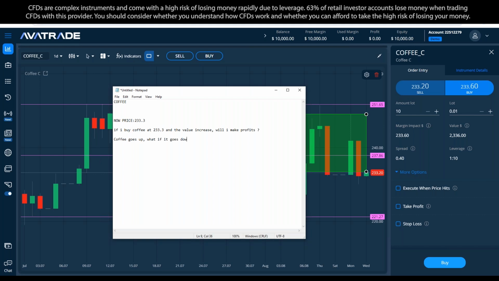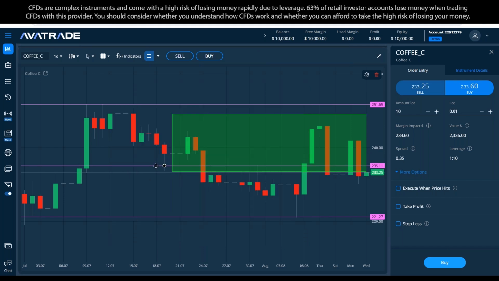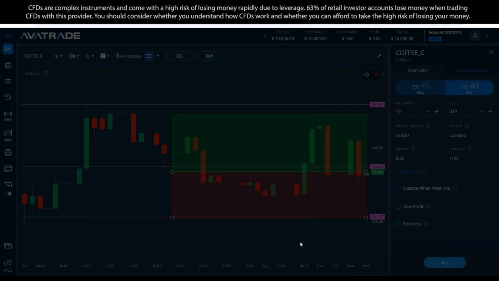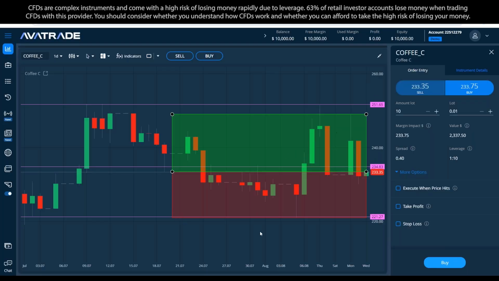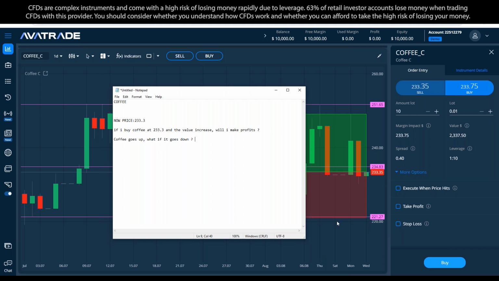What if it goes down? Let's suppose I bought some coffee now. It went up to, let's say, somewhere here, and then it went down to the red area. Will I still make profits, or as soon as it goes down, I'll make a loss? What do you think, guys? Does it need to stay in the green, or if it goes down, I'm not gonna make profits anymore? If it goes down, you lose. Okay, correct. Very nice.